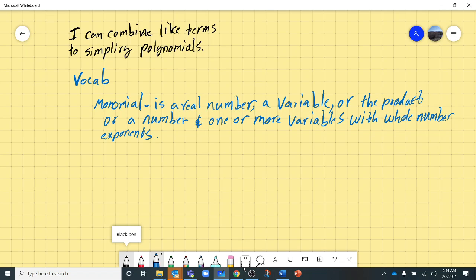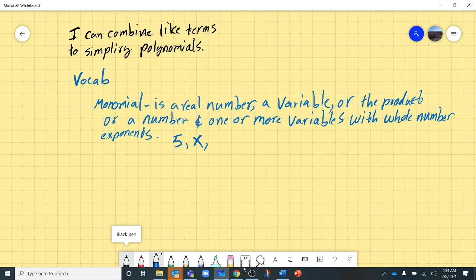And so just some examples of what this would be. A real number, okay, so 5, or a fraction is a real number, right? Square roots are real numbers. So just something by itself, that's a monomial. A variable, so x by itself is a monomial. We'll come back to that. Or a number and a product. So the product, we're multiplying a number and one or more variables.